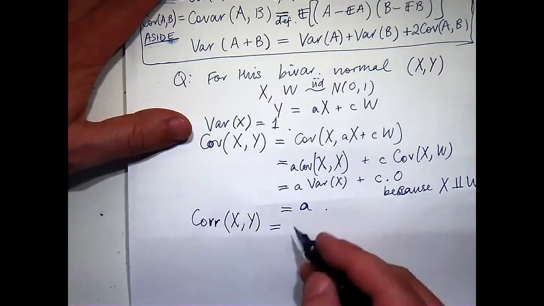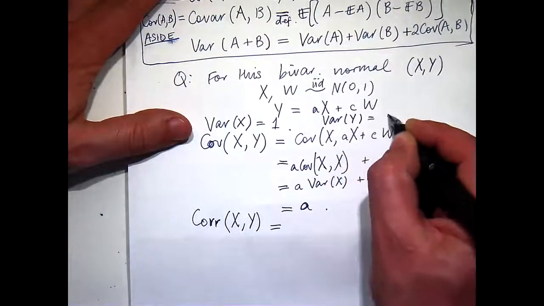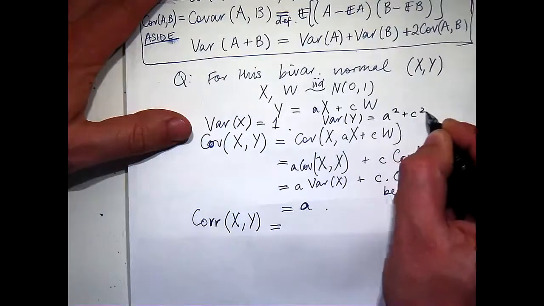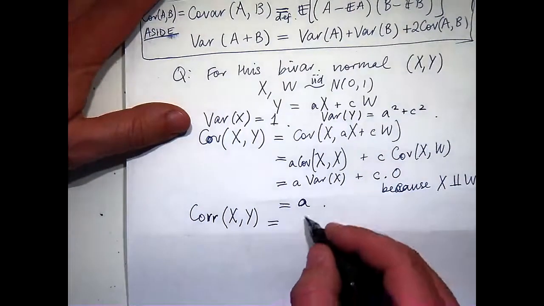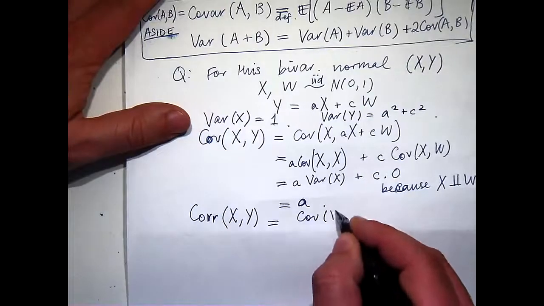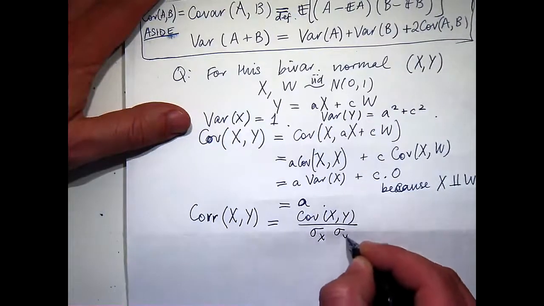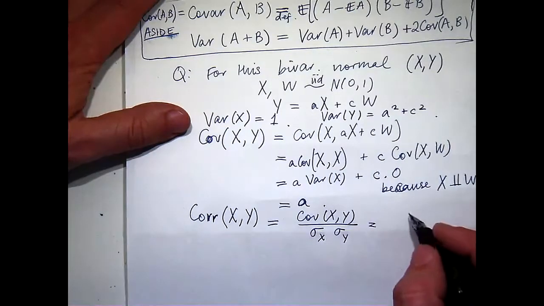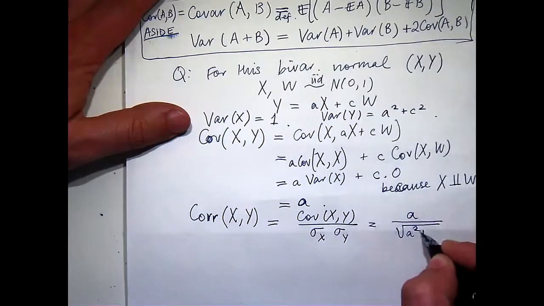So the correlation coefficient I have to calculate. To do that, I need the variance of Y, which, to reiterate, is A squared plus C squared. We saw that a little moment ago. So this is going to be the covariance of X with Y divided by the standard deviation of X times the standard deviation of Y. So there's 1 in one case, and the square root of A squared plus C squared. So A divided by the square root of A squared plus C squared.